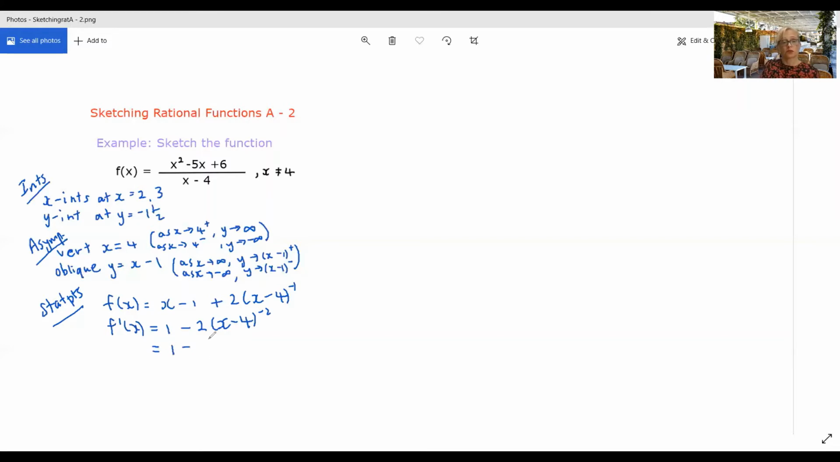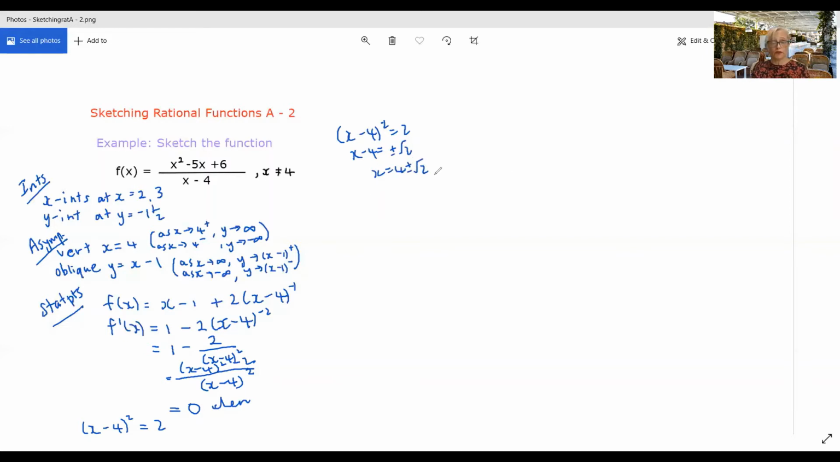So we've got 1 minus 2 over x minus 4 squared, which is all over x minus 4 squared, so x minus 4 squared minus 2. So that's going to be 0 when the numerator is 0, so when x minus 4 squared is 2. It's easier to leave it in this version because we've already got a completing the square situation. So we're saying x minus 4 squared is 2. So x minus 4 is plus or minus root 2. So x is 4 plus or minus root 2.